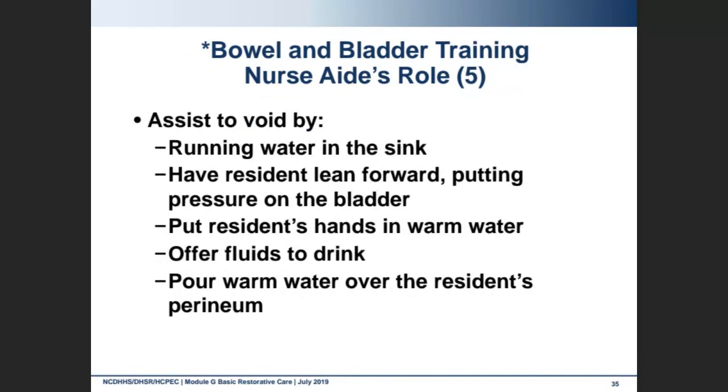There are some things that we can do to help encourage someone to void. Running water in the sink, putting the resident's hand in warm water, offering fluids, having the resident lean forward slightly. If they're sitting on the toilet to go pee, having them lean forward slightly actually puts a little bit of pressure on the bladder and can really help someone void. Another thing you can do, and you always want to check the water temperature before you do this, but it can be really helpful, is pouring just a little bit of warm water over the peri area.